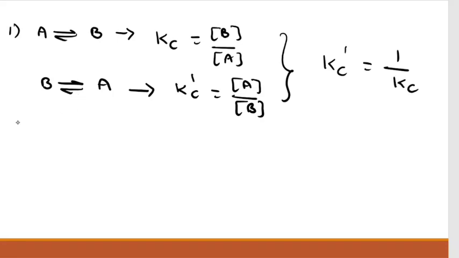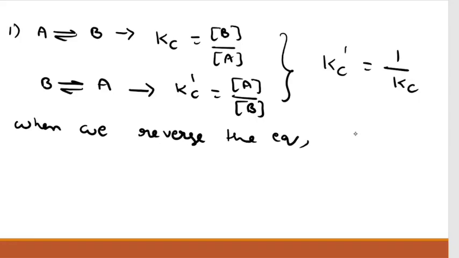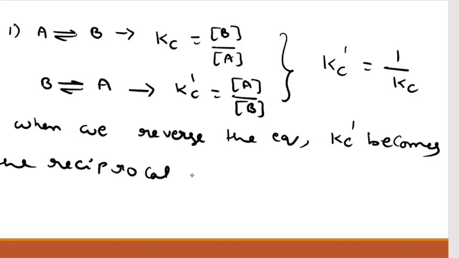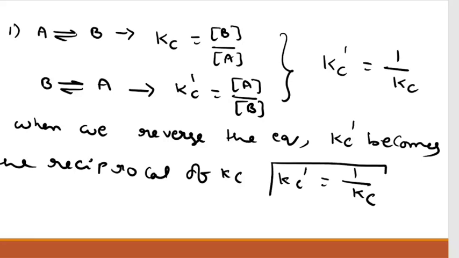Here the conclusion is, when we reverse the equation, Kc dash becomes the reciprocal of Kc. That means Kc dash is equal to 1 by Kc. So if we reverse the reaction, we have to take the reciprocal of the equilibrium constant for the new reaction. This is the first case. Now let us see the second case.